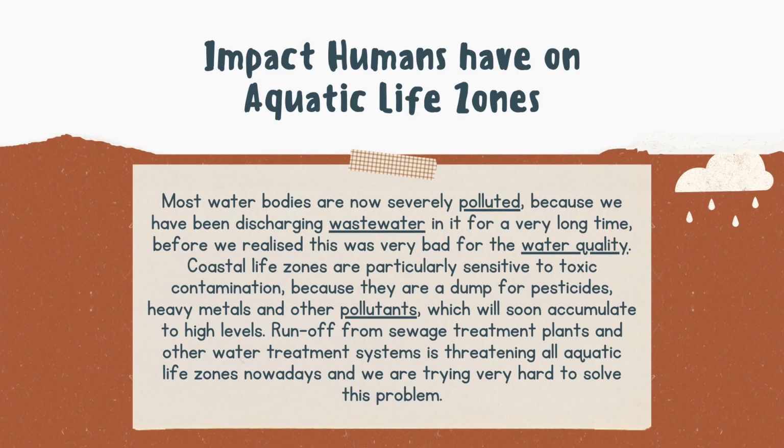Before we end our topic for today, we would like to discuss the impact humans have on aquatic life zones. Most water bodies are now severely polluted because we have been discharging wastewater in it for a very long time, before we realized this was very bad for the water quality. Coastal life zones are particularly sensitive to toxic contamination because they are a dump for pesticides, heavy metals, and other pollutants, which will soon accumulate to high levels. Runoff from sewage treatment plants and other plant treatment systems is threatening all aquatic life zones nowadays, and we are trying very hard to solve this problem.